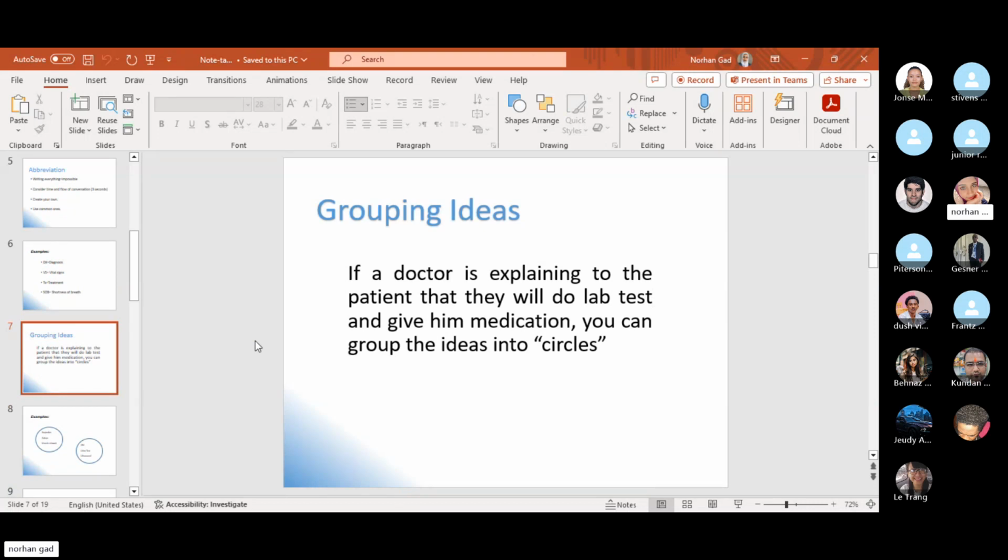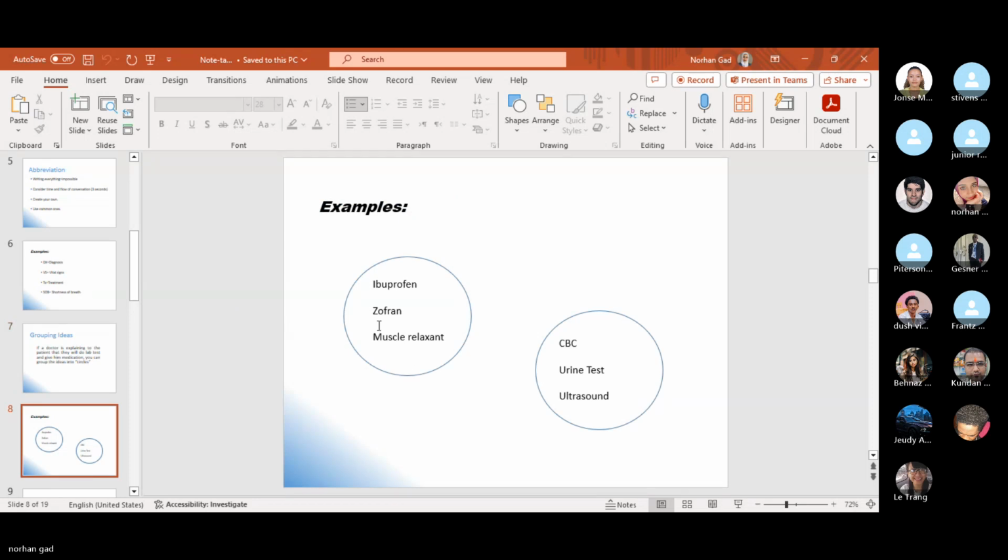The second method is grouping ideas. For example, I have a sentence where a doctor is telling a patient that they're going to do some tests and they're going to prescribe some medications. So here I have two ideas. The idea of doing some tests and the idea of prescribing or having some medications. Two ideas, I can put them in circles, like in this example.